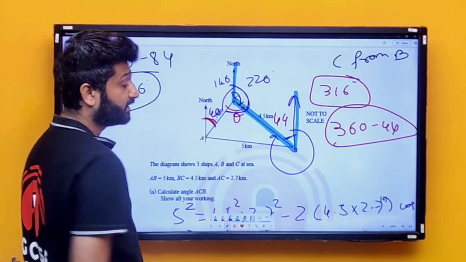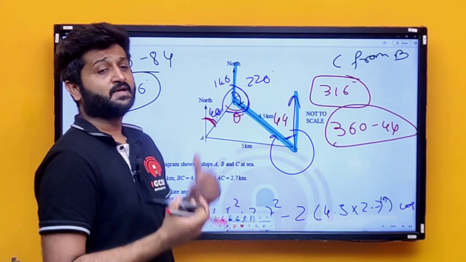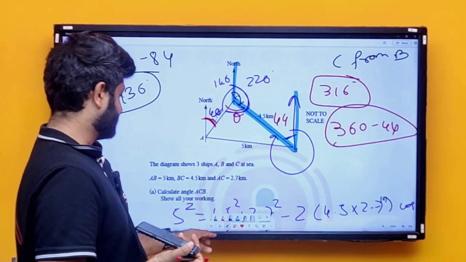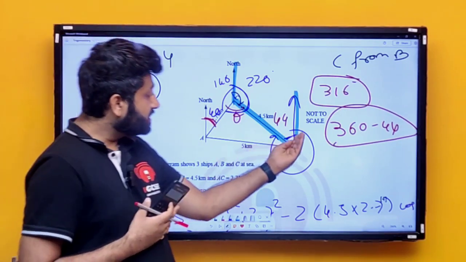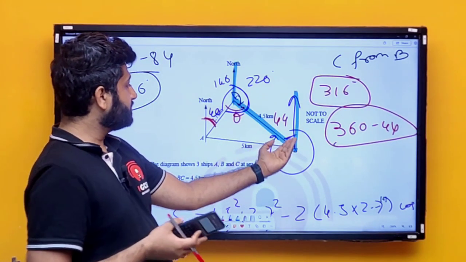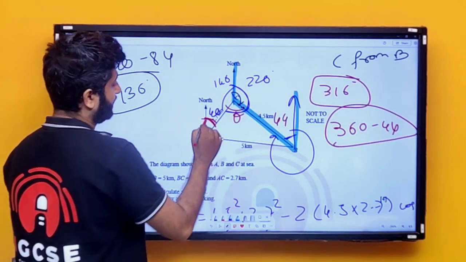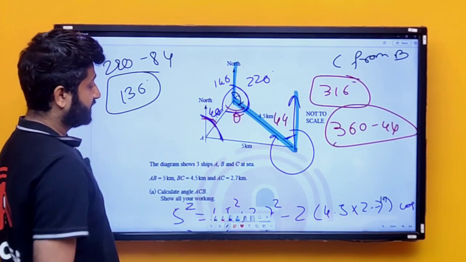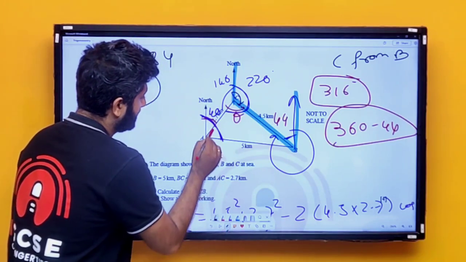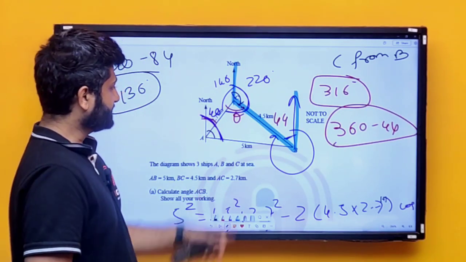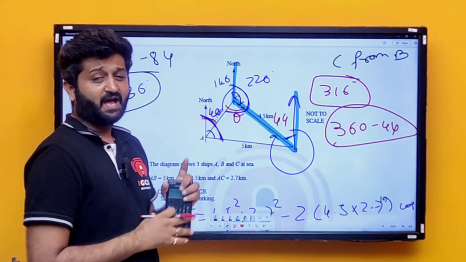So this is 140, this is going to be 40 degrees. But in this way you can find bearings, right? Or you can also see bearing of B from A, which means I'm supposed to find this angle. Now for this, I know this is 40 degrees. I need to find this angle now. See, I have this angle.